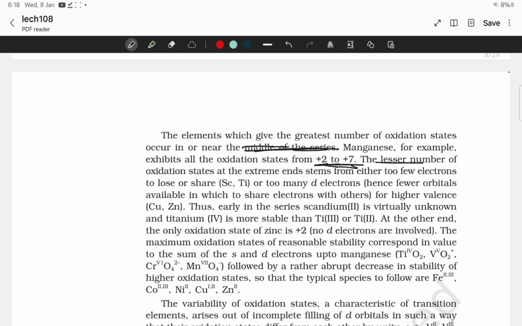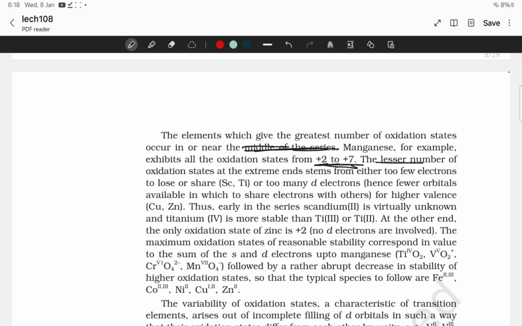In case of copper also, there is no unpaired electron to come and join, right? So the lesser number of oxidation states at the extreme is due to what? Due to less number of unpaired electrons. Thus early in the series, scandium 2+ is virtually unknown, and titanium 4+ is more stable than titanium 3+ or titanium 2+.